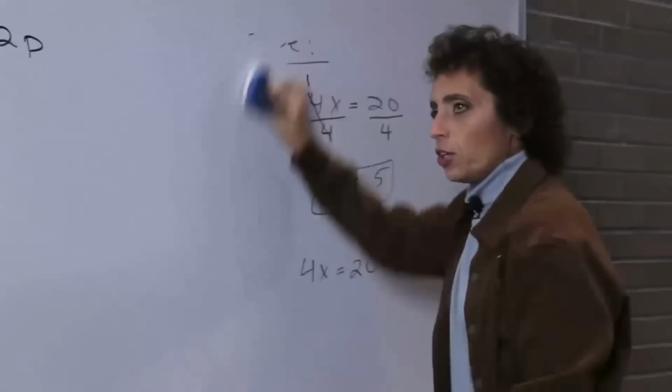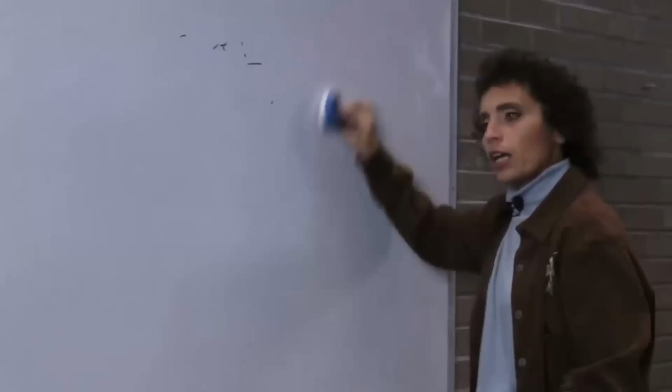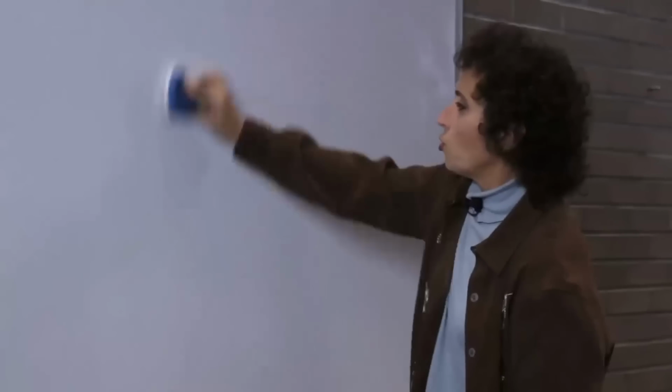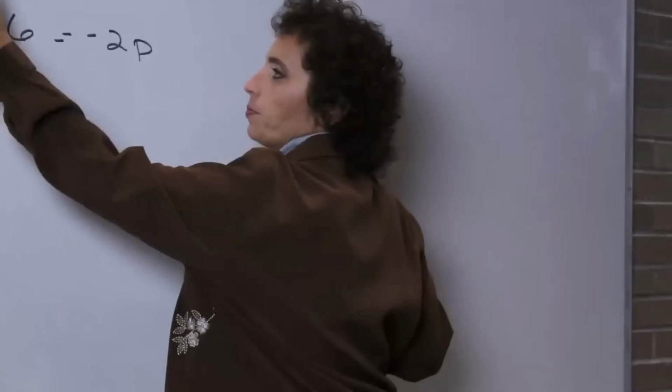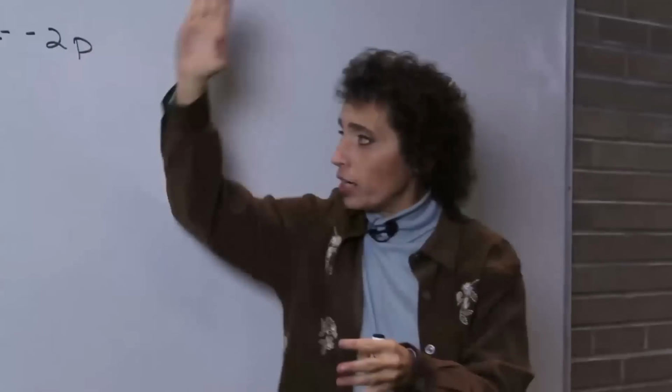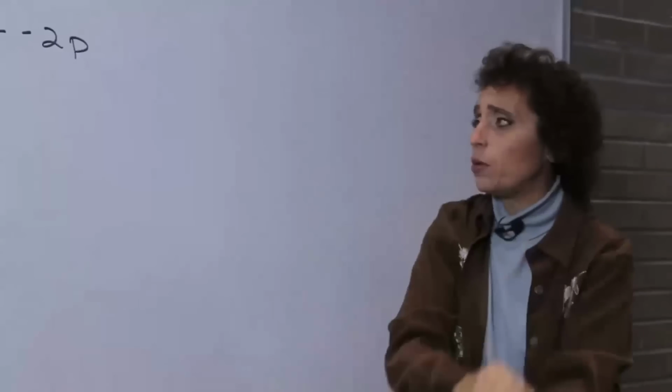16 equals negative 2p. I'm going to do this one with you, and then I'm going to sneak over and do number 6, and then you can do the ones in between. Okay, number 2. Again, the goal: variables on one side, numbers on the other. I don't need to move anybody because I already have that. It doesn't matter which side I get them on.